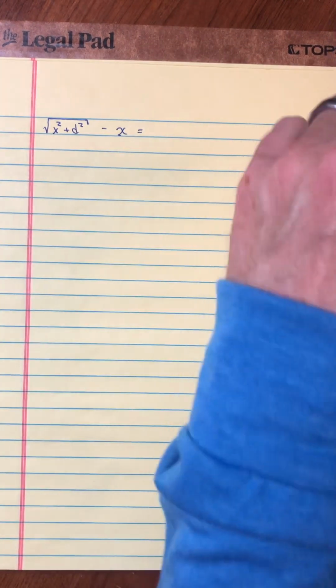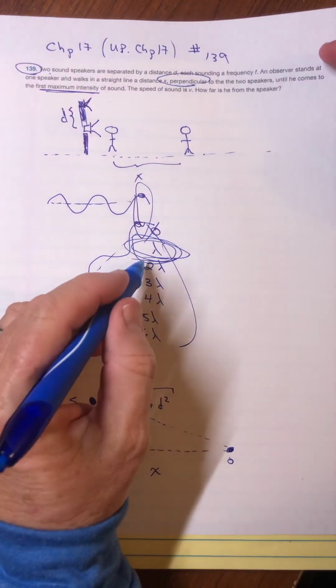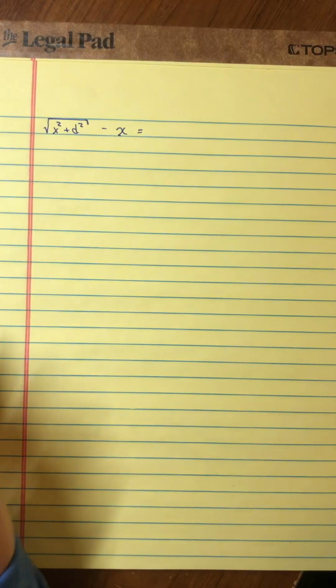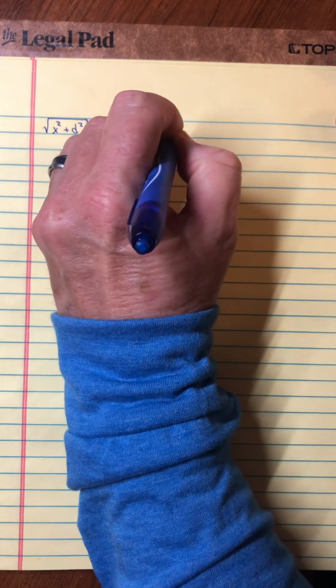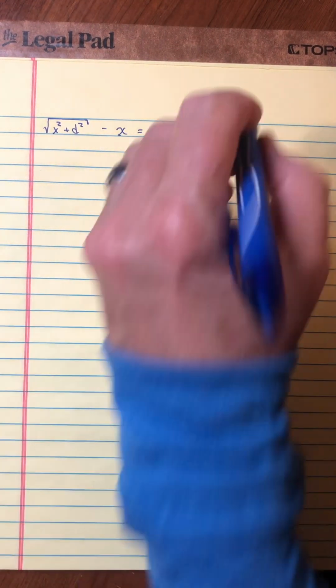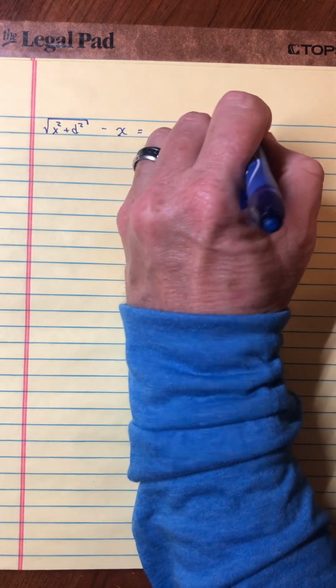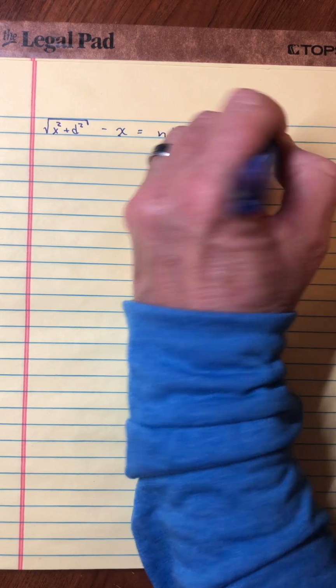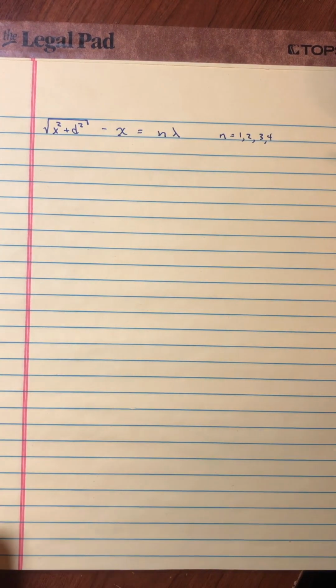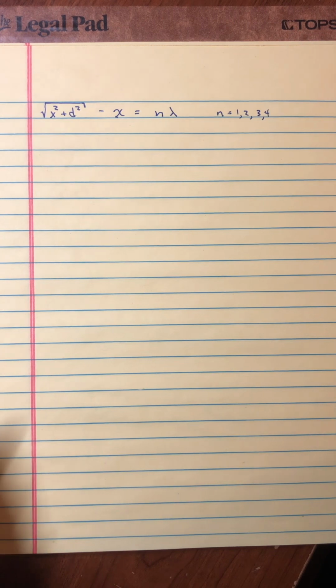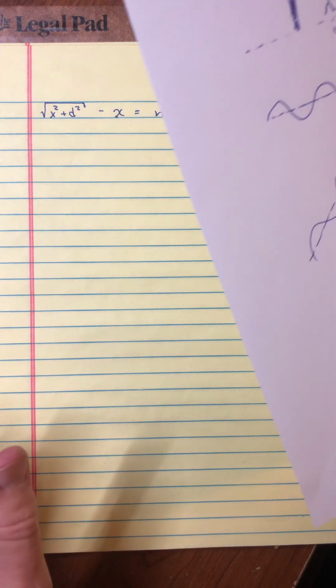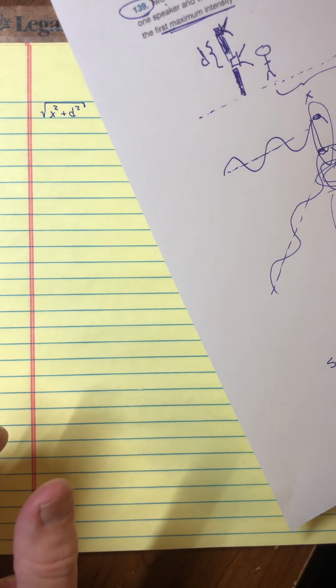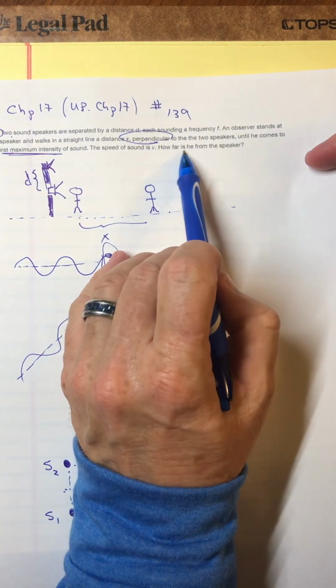And you know what, because I don't think the author said it real well, I'm just going to put an integer here. And so let me put n wavelengths, where n can be a 1, a 2, a 3, or 4, and just open up to some more possibilities here, okay, because they're going to say, how far is he from the speaker?